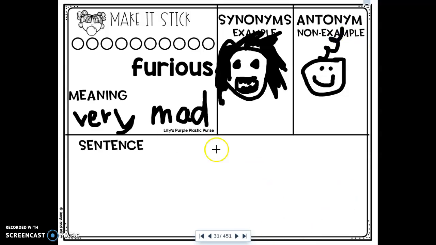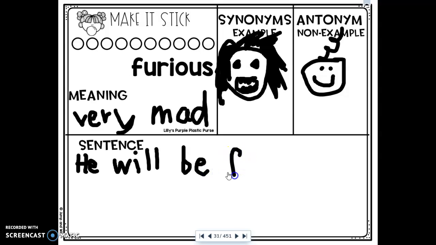How about that? All right, now I need to come up with a sentence that uses the word furious. So let's think of a sentence. He, because remember it's our teacher in the story. Do you think he gets furious? I know who gets furious is Lily, but let's use him. He will be furious.